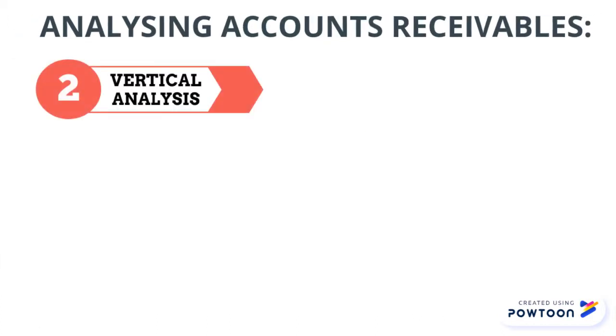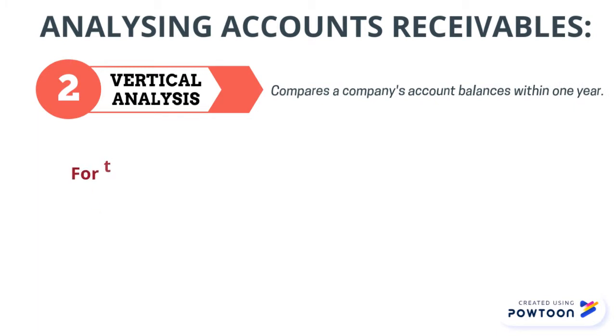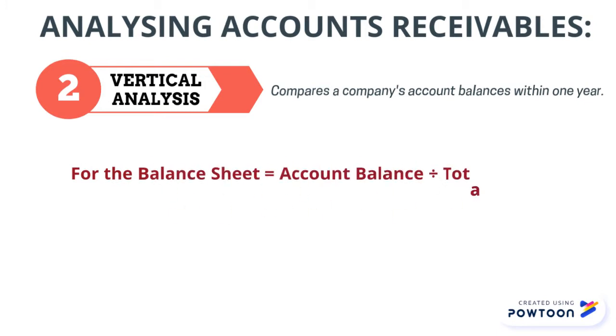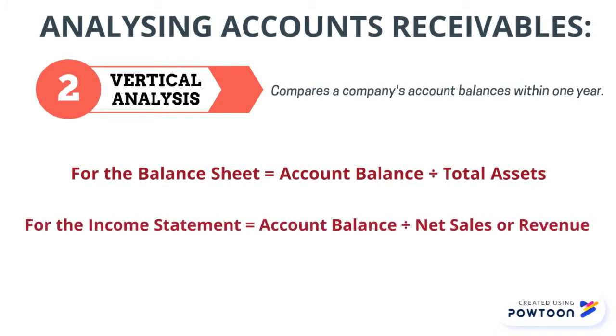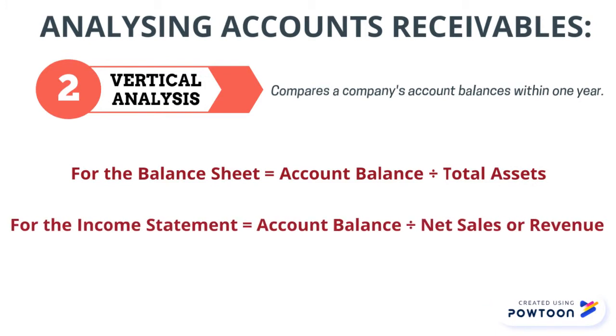Contrastingly, vertical analysis involves comparing a company's account balances within 1 year. Vertical analysis is also normally conducted on both the balance sheet and the income statement. To calculate on the balance sheet, we divide the account balance, the receivables, by total assets, and for the income statement, we divide the account balance by net sales or revenue.